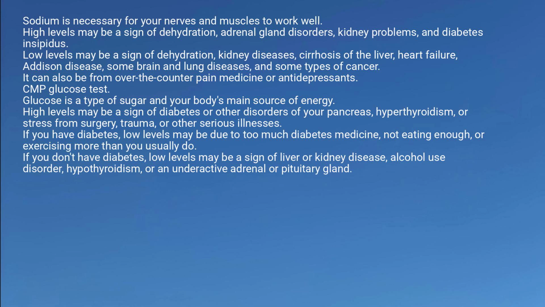CMP glucose test. Glucose is a type of sugar and your body's main source of energy. High levels may be a sign of diabetes or other disorders of your pancreas, hyperthyroidism, or stress from surgery, trauma, or other serious illnesses. If you have diabetes, low levels may be due to too much diabetes medicine, not eating enough, or exercising more than you usually do. If you don't have diabetes, low levels may be a sign of liver or kidney disease, alcohol use disorder, hypothyroidism, or an underactive adrenal or pituitary gland.